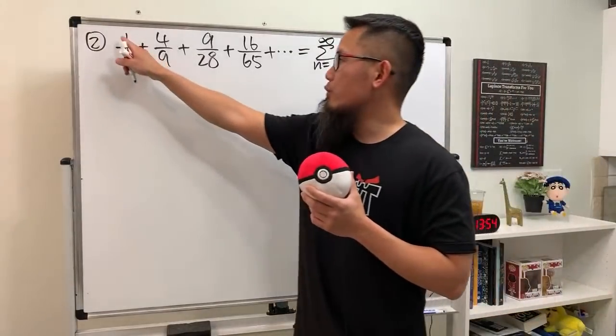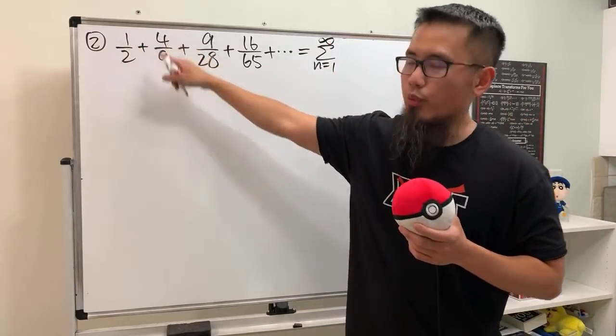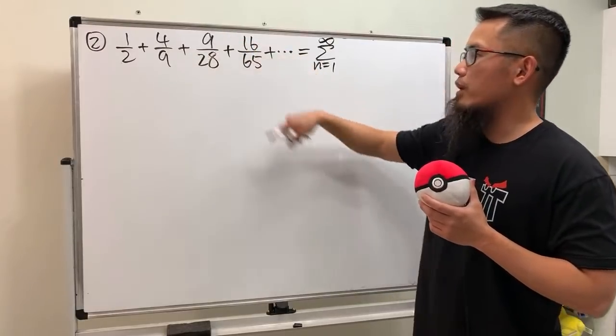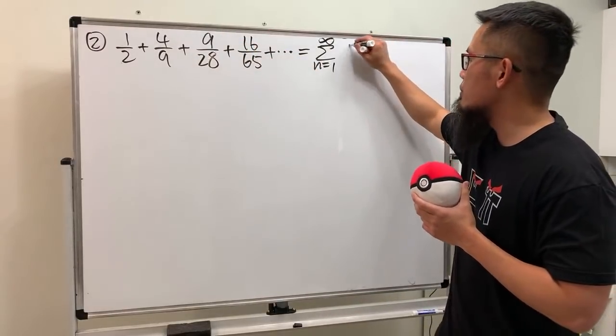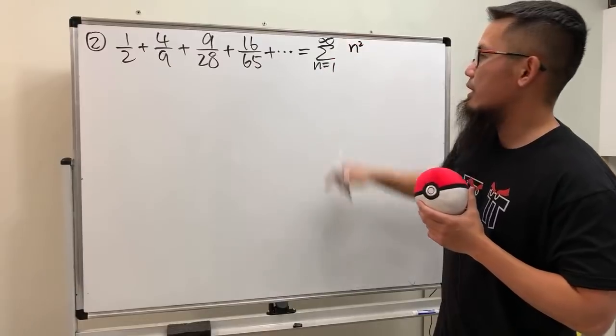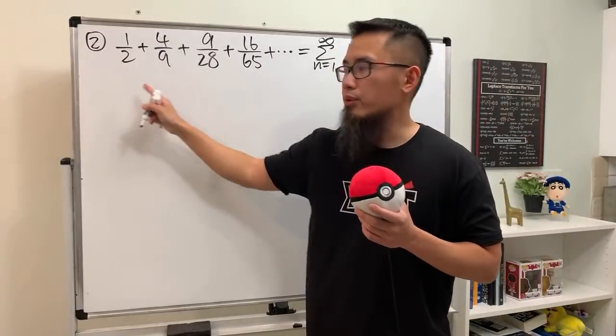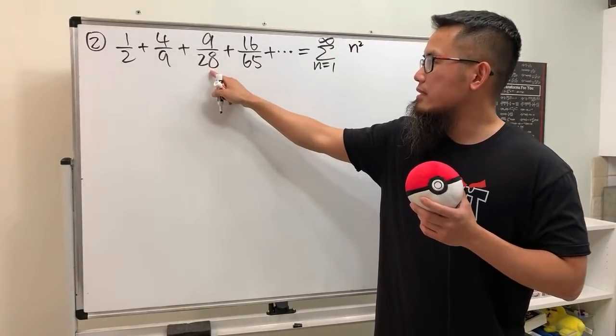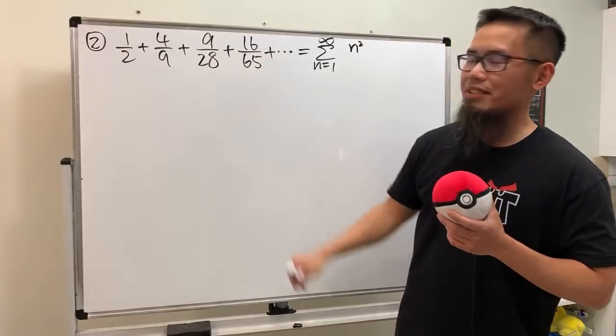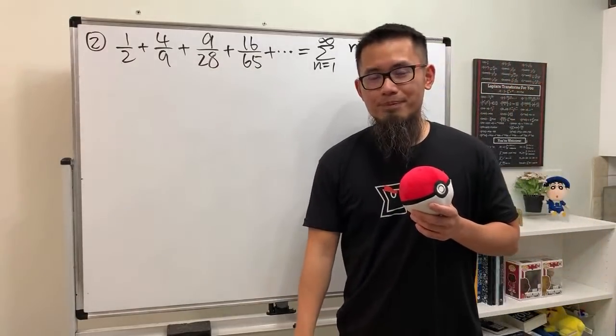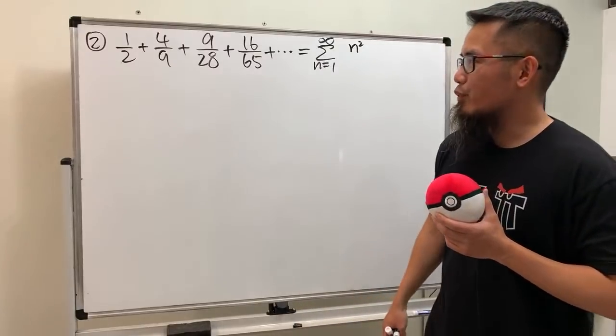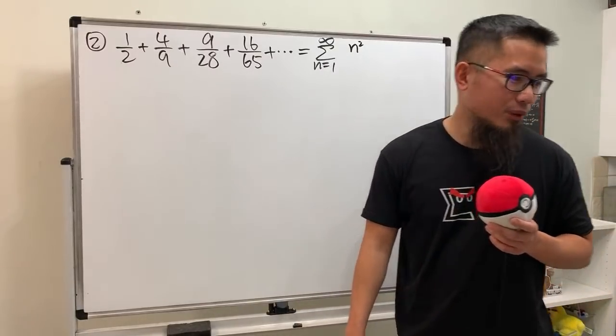Firstly, you can see that we have 1, and this is 2 squared, 3 squared, 4 squared, and so on. So of course, the top is just going to be n squared. So that's pretty good. Now, on the bottom, we have 2, 9, 28, and then 65. What's the formula for the bottom? You guys want to help me out with that?